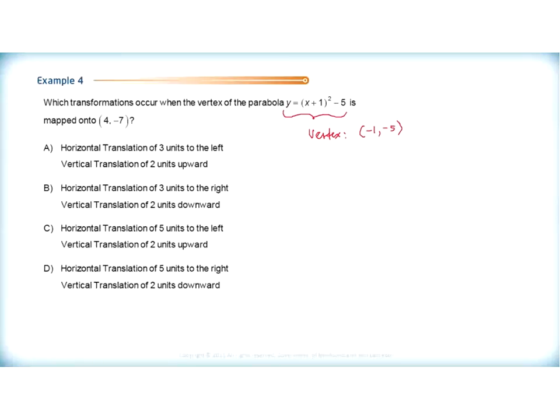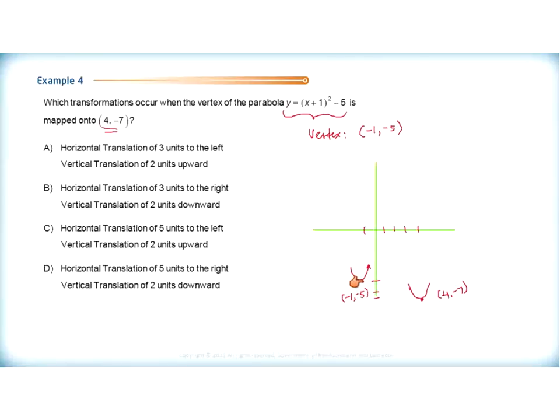So if you wish, we can do a very quick sketch here and think about what this looks like. I get a parabola with a vertex at negative 1, negative 5 right here, and it's been moved to 4, negative 7. So it's been moved here, 1, 2, 3, 4, and negative 7. So down 2 more units. So we just need to think about what transformations occurred to get the vertex of this parabola, a parabola that opens upwards, over here. That's all we're really thinking about. And all we need to do is simply count.